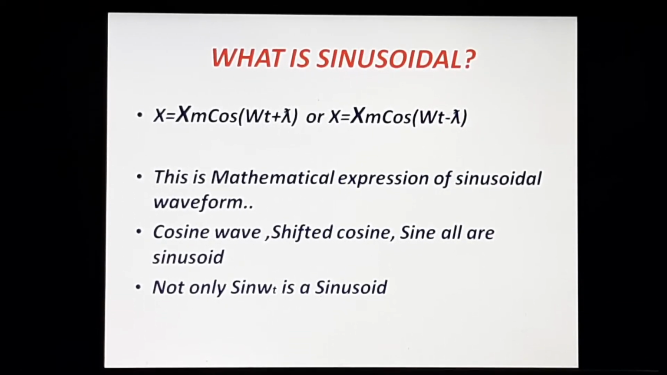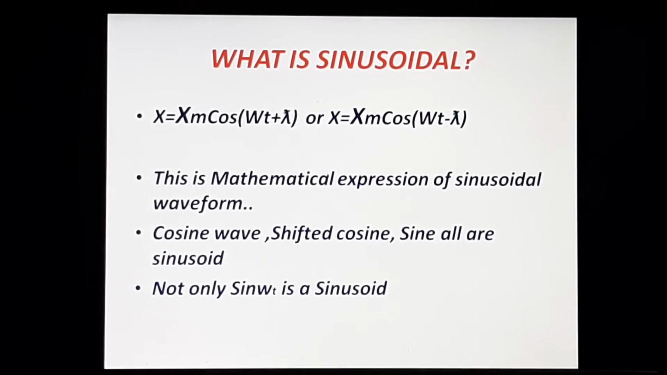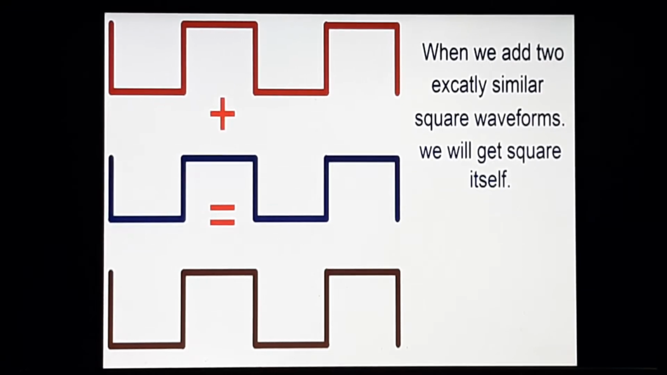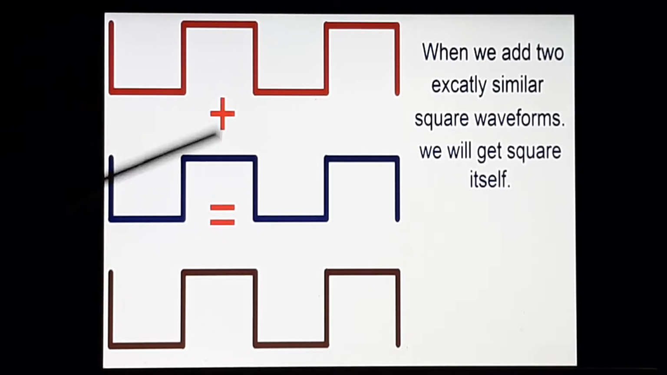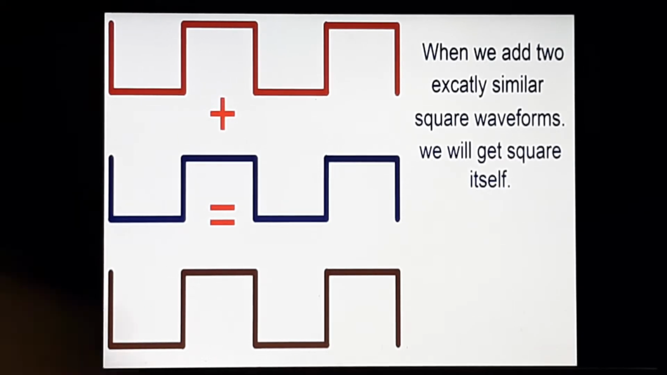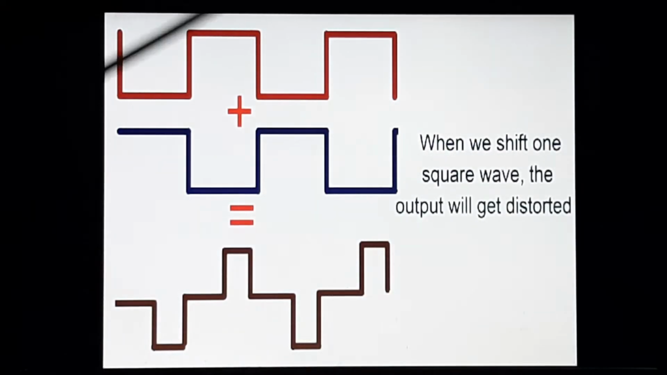Now I will show you some of the operations on different signals. Now look, this is the waveform of a square. Here is one square wave, here another square wave. Now when we add two exactly similar square waveforms, we will definitely get a square wave. But what happens when there is a phase shift in one of the waveforms? This is one square wave and I have shifted this square waveform. So the output will get distorted.